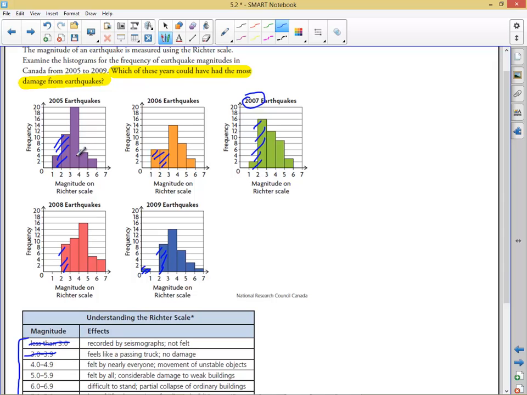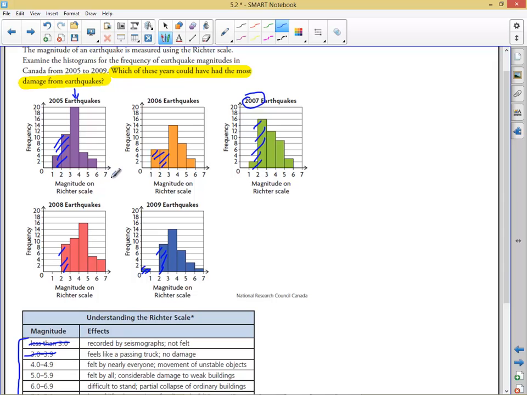Now, when we look at the remaining histograms left, we see that maybe 2005 could be a damaging year, or the most destructive year, because we have 20 earthquakes from 3 up to 4. And we look at 2006, we have 14 earthquakes, 2007, 12, 14 here, and 11 here. But we also have to consider the earthquakes from 4 and above.